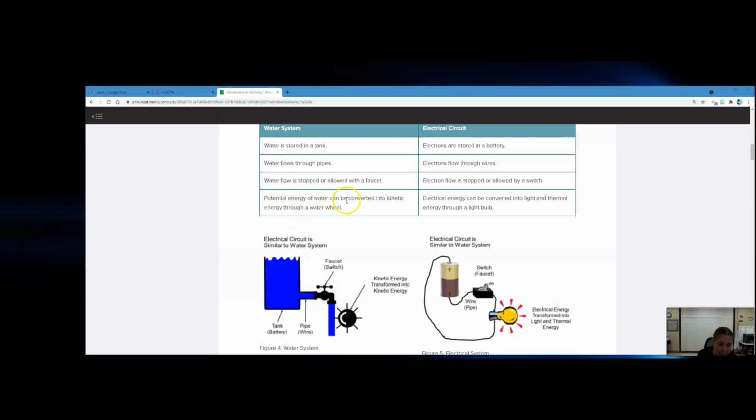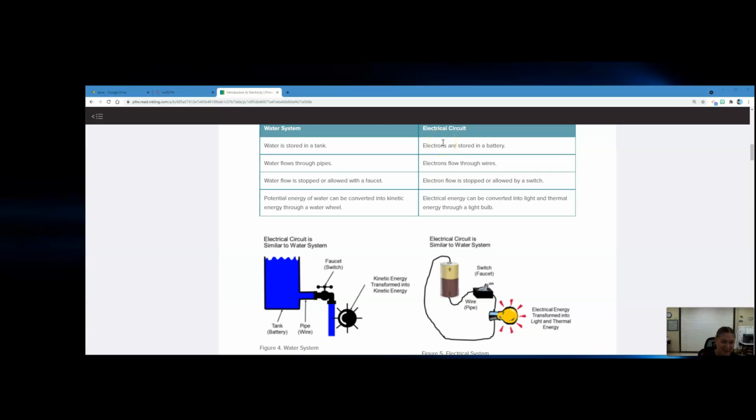Potential energy of water can be converted into kinetic energy through a water wheel. So they're saying potential, the water's flowing. When it hits this wheel, it makes it spin. You can use that spinning motion to drive a machine. So that's potential, waiting to go, and kinetic, actually moving that wheel. So then they're going to compare it over here. I don't like comparing water and electricity because they don't belong together, but whatever.